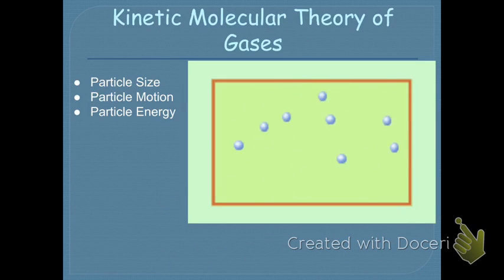Okay, so we're going to talk about gases. So the state of matter that we're going to discuss is gases. And when we talk about gases, we're going to talk about the kinetic molecular theory, also known as KMT. And there's three major parts to the kinetic molecular theory: particle size, particle motion, and particle energy.